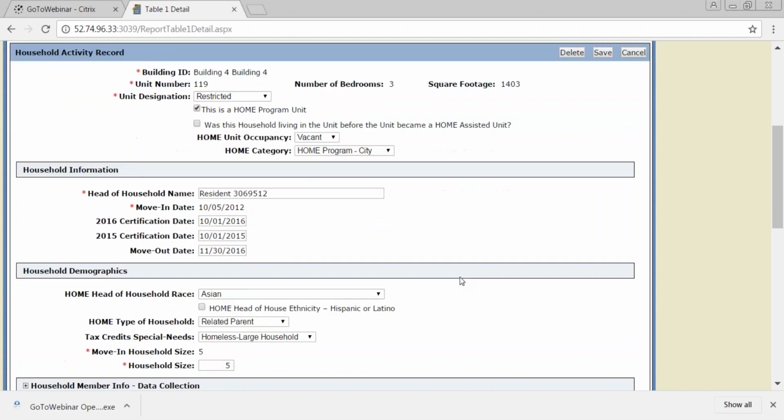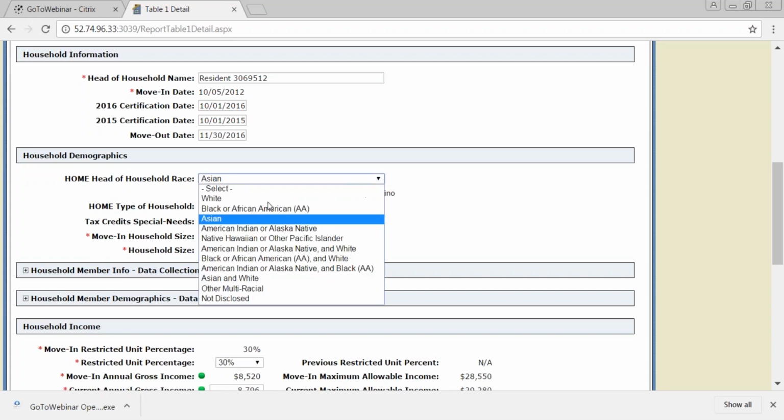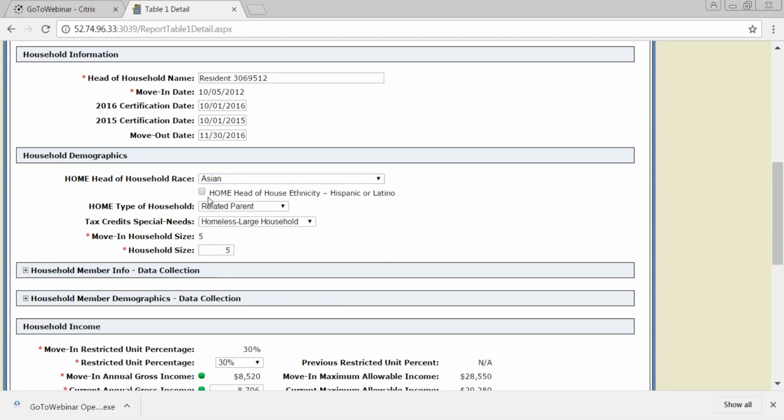The next home fields are captured in the demographic section. So there's the home head of household race, pretty self-explanatory there. And then there's a checkbox for home head of house ethnicity, Hispanic or Latino. And the next is home type of household. So for here, the user guide does give definitions of what these categories mean.